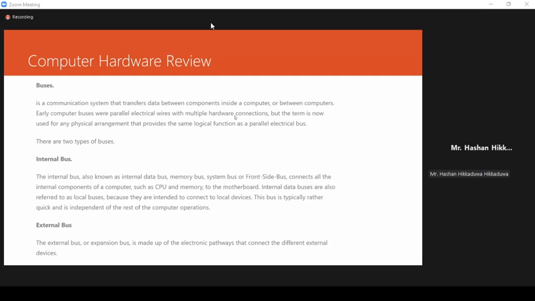The external bus, or expansion bus, is made up of electronic pathways that connect the different external devices. So buses have two types, internal bus and external bus. In the internal bus, all the internal components of a computer, like CPU and memory, are connected to the motherboard. But the external bus is different. It is made up of the electronic pathways that connect the different external devices.